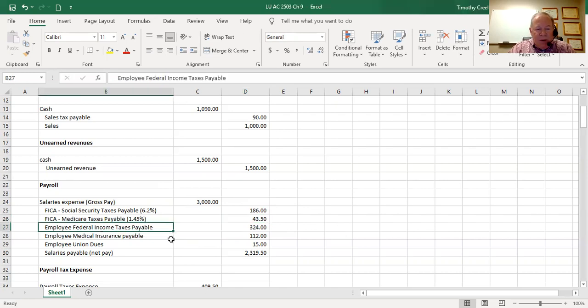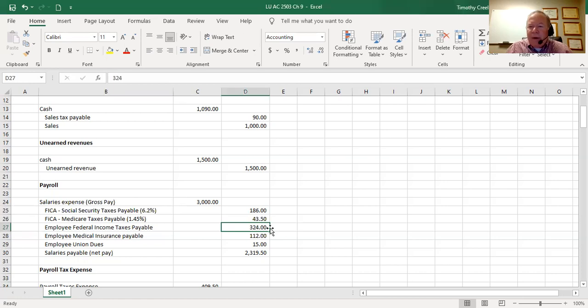Now, employee federal income taxes. For this class, you're always going to be given that total because it's kind of a complicated computation. It depends on how often the employees are paid, how many deductions they've got, the exemptions they're claiming, and how much they make. So it's a complicated number to come up with, and basically the book is just going to give you this total.